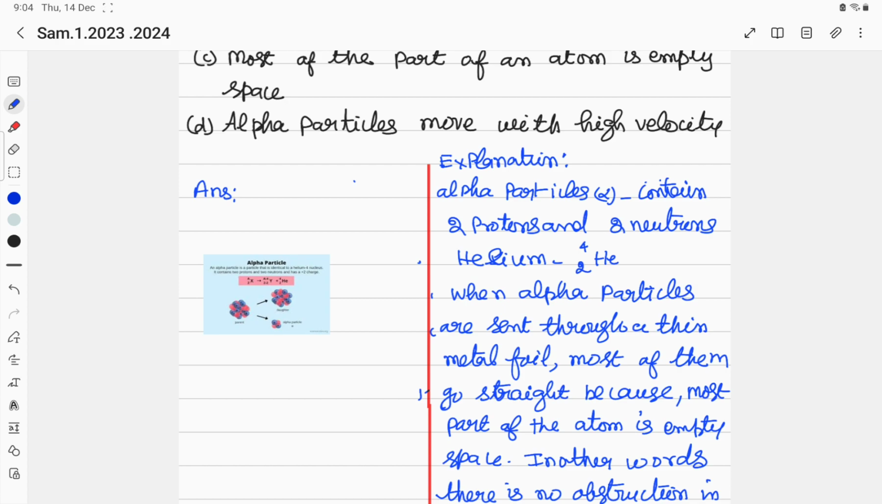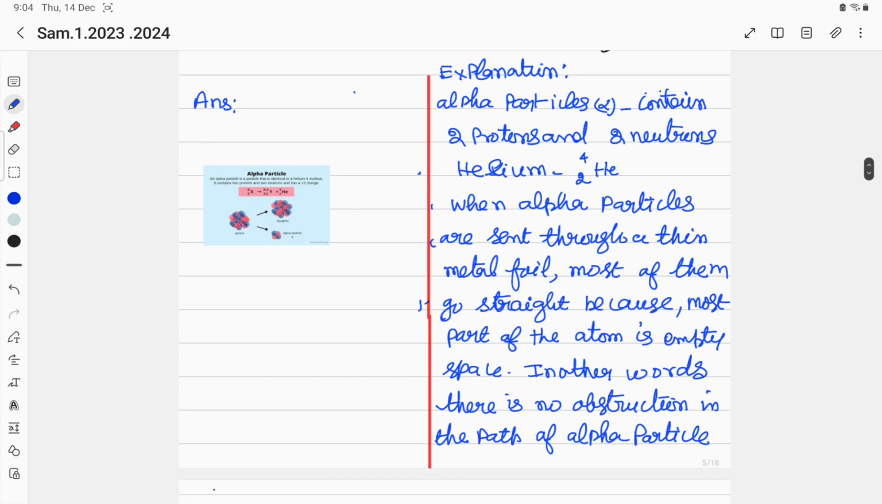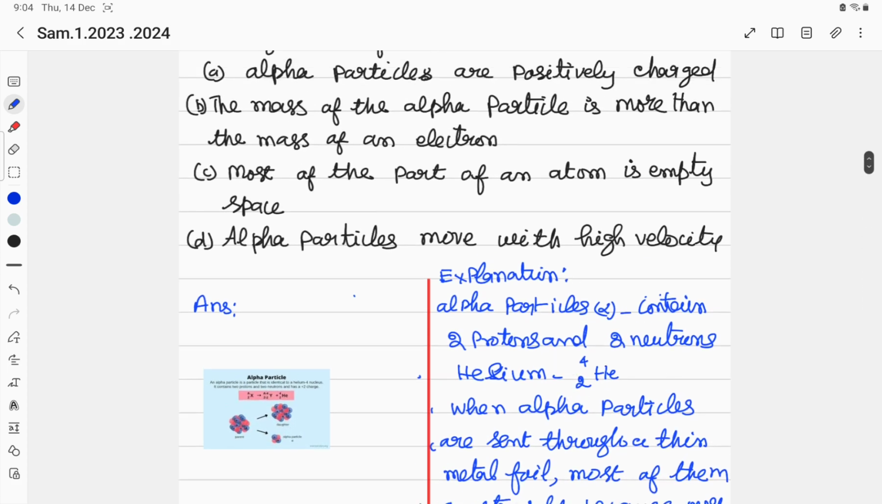Explanation. Alpha particles contain 2 protons and 2 neutrons, that is helium. When alpha particles are sent through a thin metal foil, most of them go straight because most part of the atom is empty space. In other words, there is no obstruction in the path of the particle. So, our answer is C.